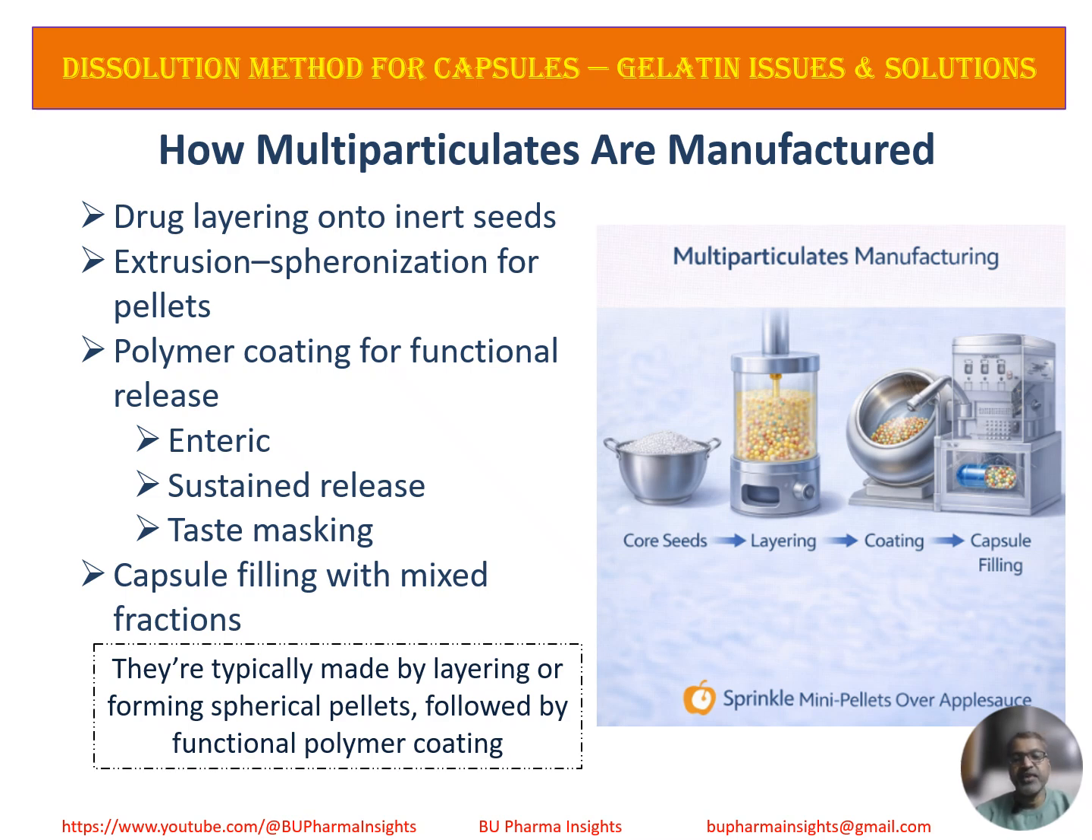This coating defines whether the product is immediate release, delayed release, or sustained release. Finally, different coating fractions can be mixed and filled into a capsule. For example, combining IR and ER pellets in one dosage form, the polymer controls the release. The process builds the system.